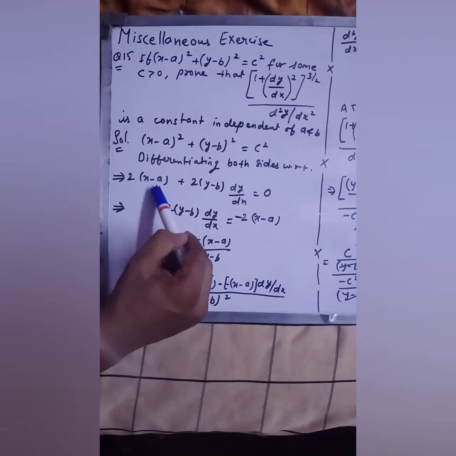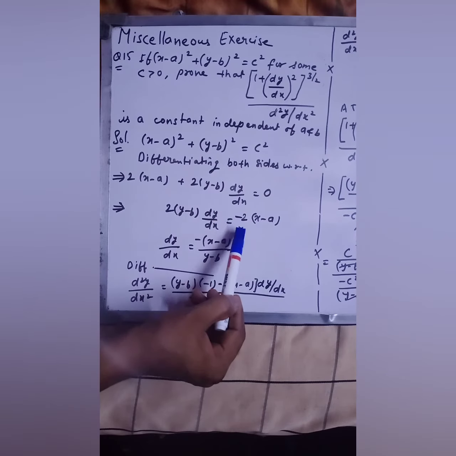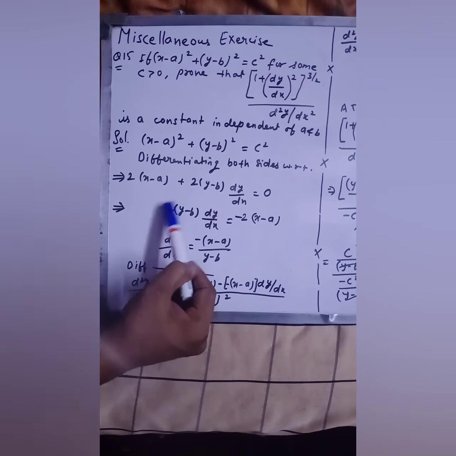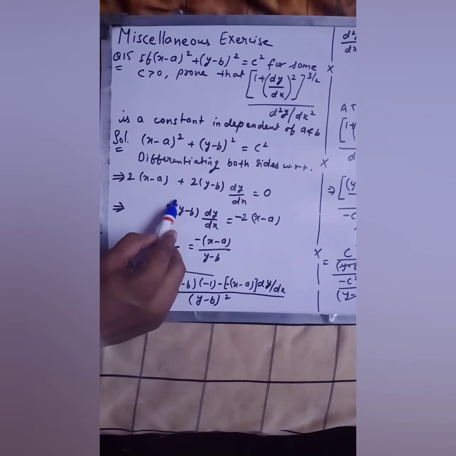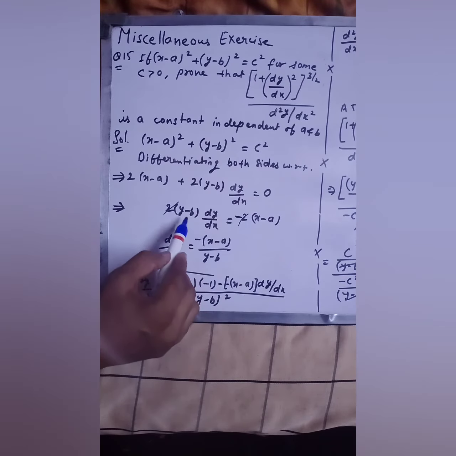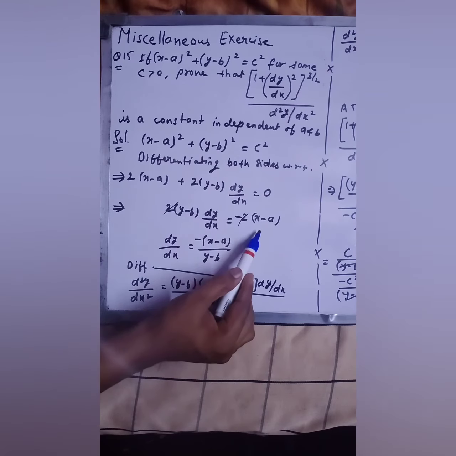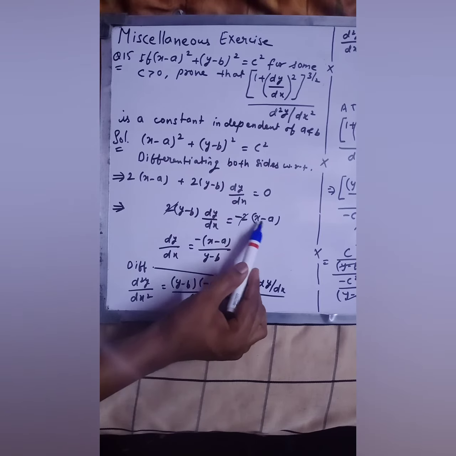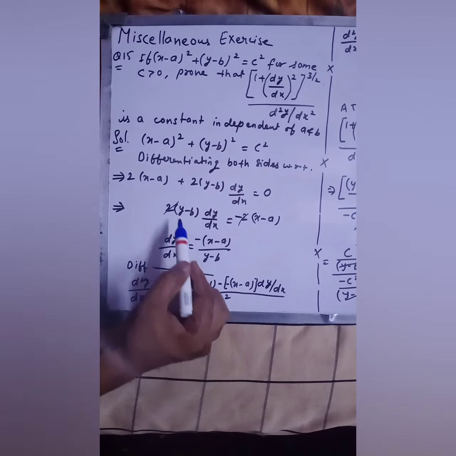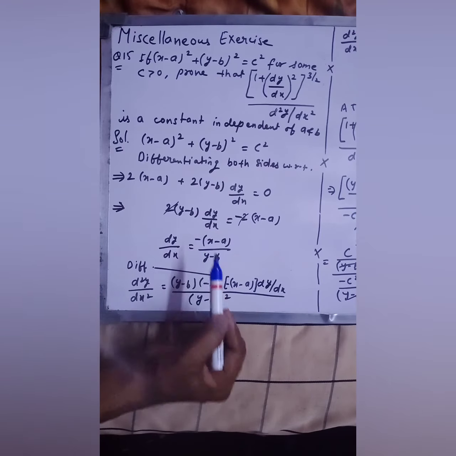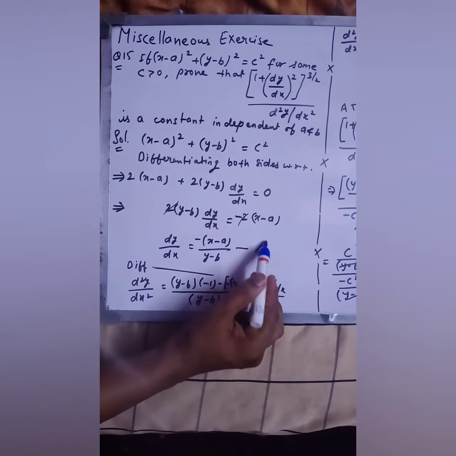So I am shifting this term to the right hand side and you will get this equation, and this 2 and 2 will cancel out, this and this will cancel out, and this y minus b will come in the denominator. So your dy by dx will be x minus a over y minus b, and this minus sign you have to write. So this is your equation number 1. This is your dy by dx.